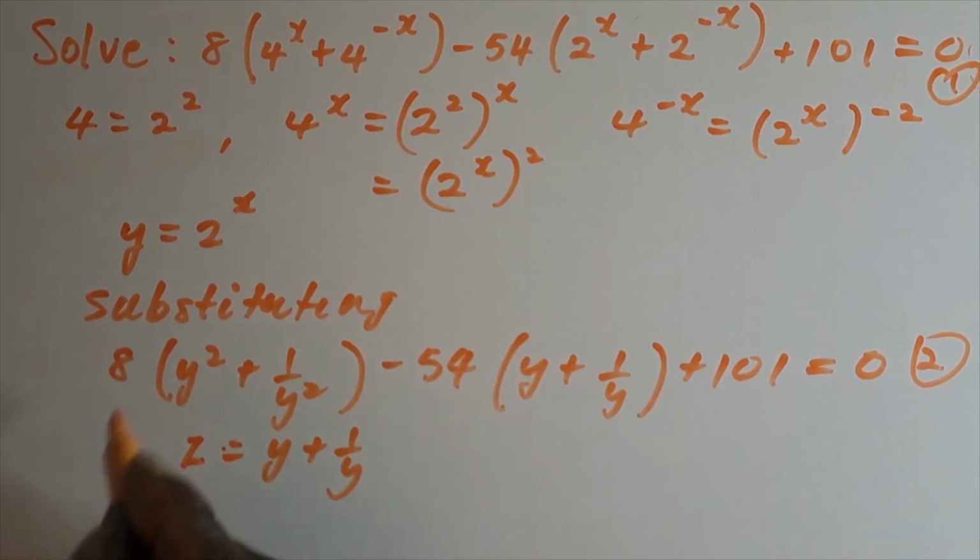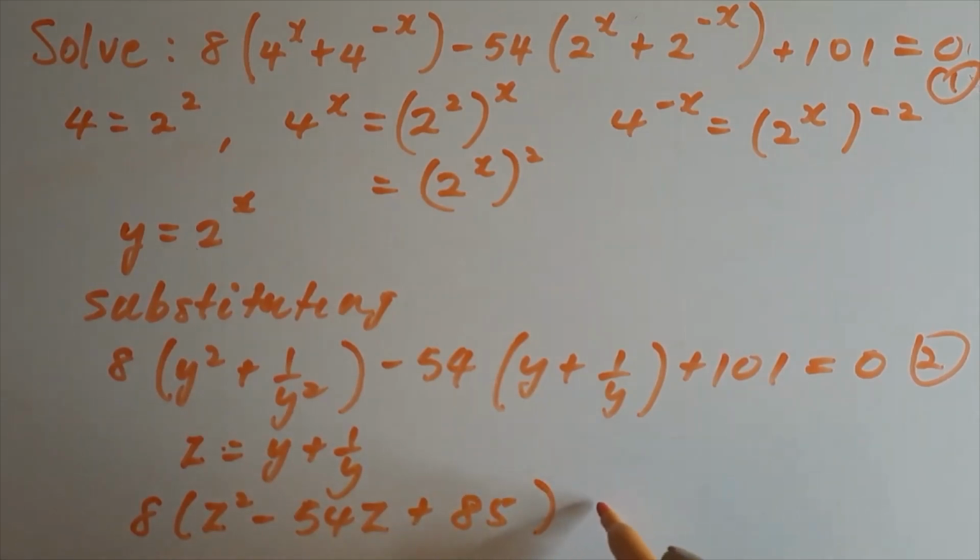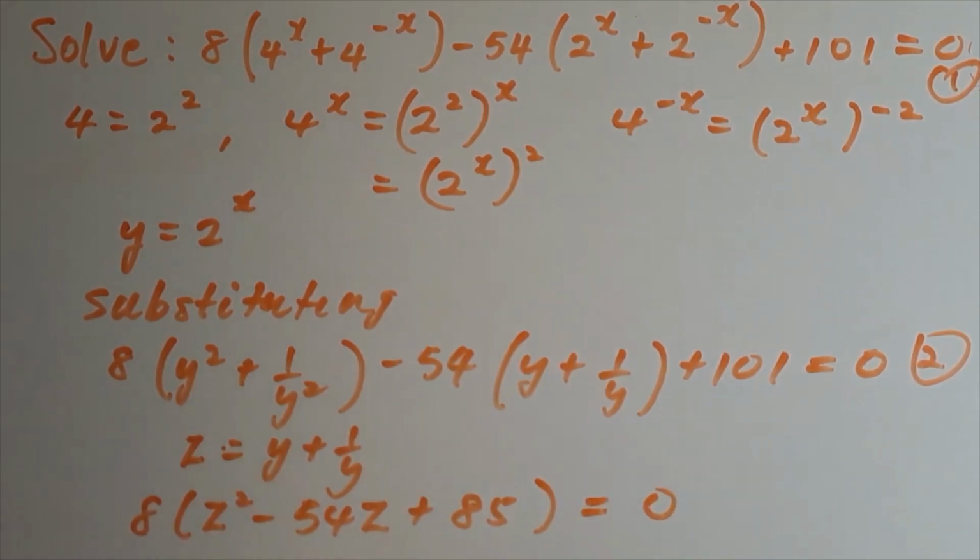So now it becomes 8 into z squared minus 54z add 85. And this is equal to 0. And so now we call this equation 3. Now this is part 1 of the problem. I'll be doing 2 other parts in 2 separate videos.